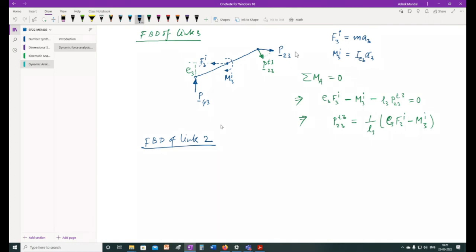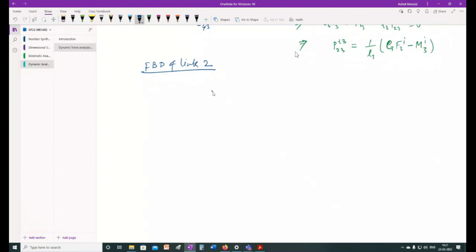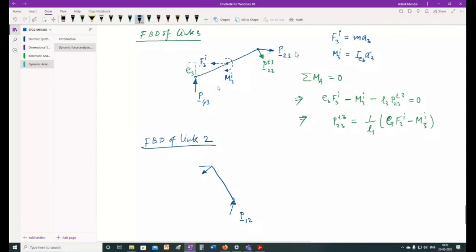So for link 2, we draw the free body diagram. You have some force acting here, that is, let's say, P12, and a component of the same force, this force P.